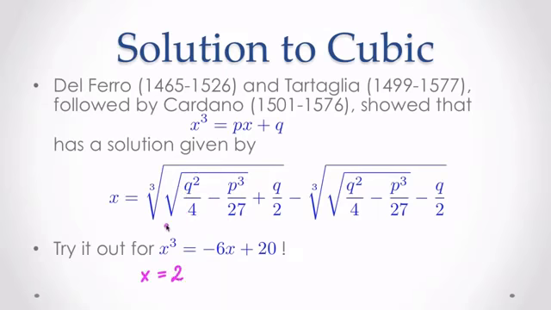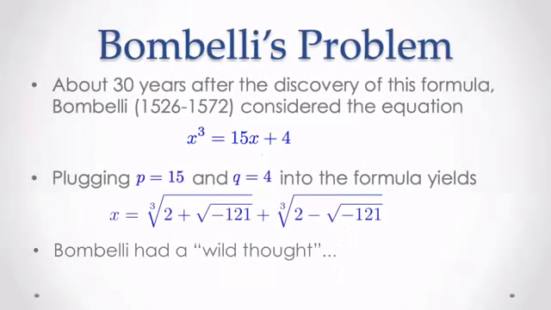And indeed, 2 cubed is equal to 8, and minus 6 times 2 is minus 12, plus 20, that is also 8. So 2 is indeed the solution of this equation. So far so good, that formula seems to be correct. But 30 years after the discovery of this formula, another Italian mathematician by the name of Bombelli considered the following cubic equation: x cubed equals 15x plus 4.